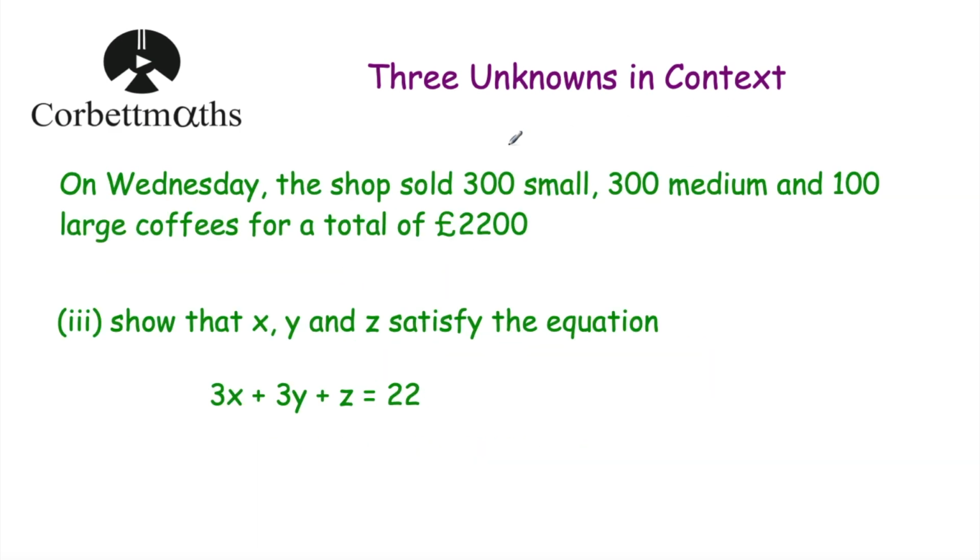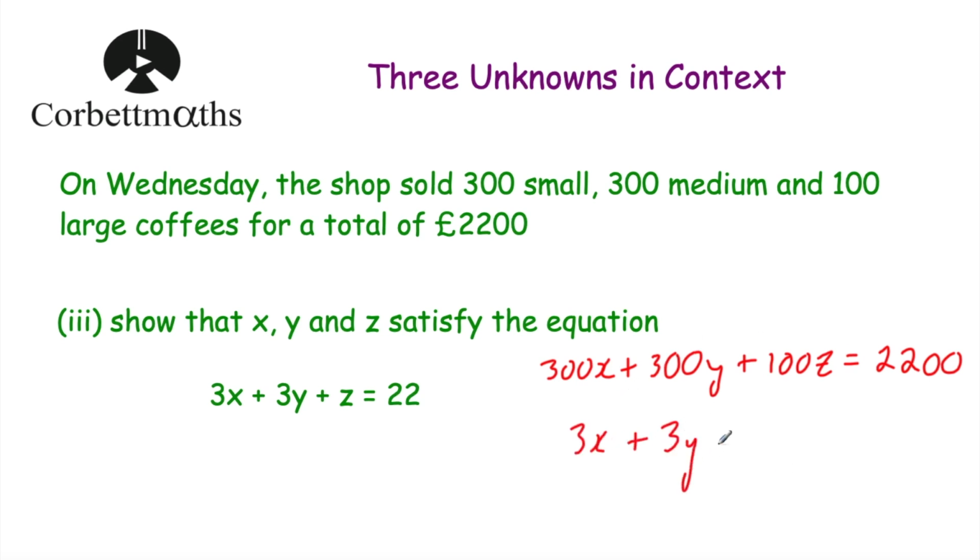So we're going to do 300 times x, so 300x plus 300y plus 100z is equal to 2,200. And actually you can see here straight away, we're going to divide everything in that equation by 100. So we get 3x plus 3y plus z equals 22. And that's that third equation. So that's fantastic. So we've done part 1, part 2 and part 3, forming the equations given the context. Okay, now let's have a look at solving them.